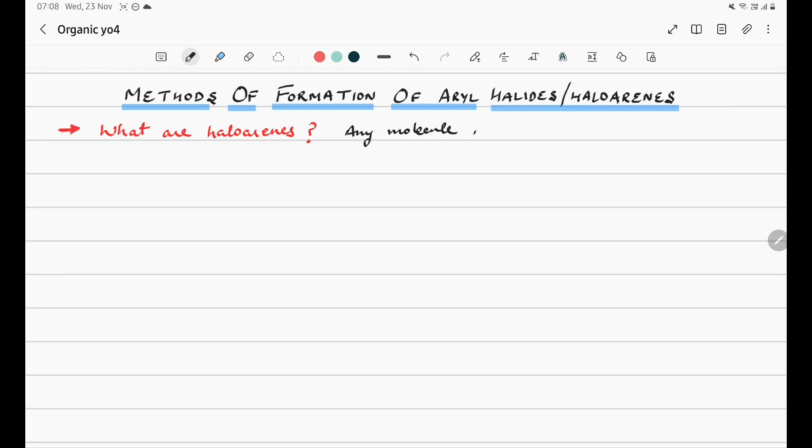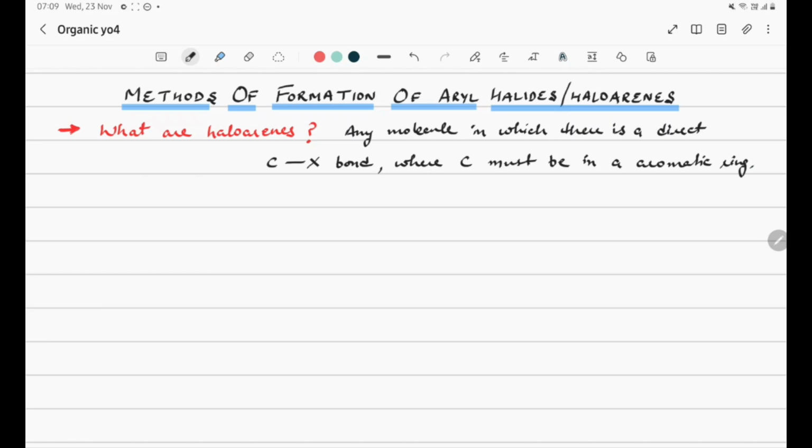in which there is a direct carbon halogen bond, where carbon must be in an aromatic ring.